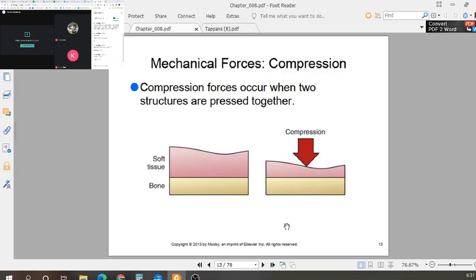Compression is a mechanical force applied. We use it in massage sometimes. It can stimulate, it can help with pliability coming back, it can help with circulation. Sometimes it can cause bruising, but hopefully we won't be doing that much compression.